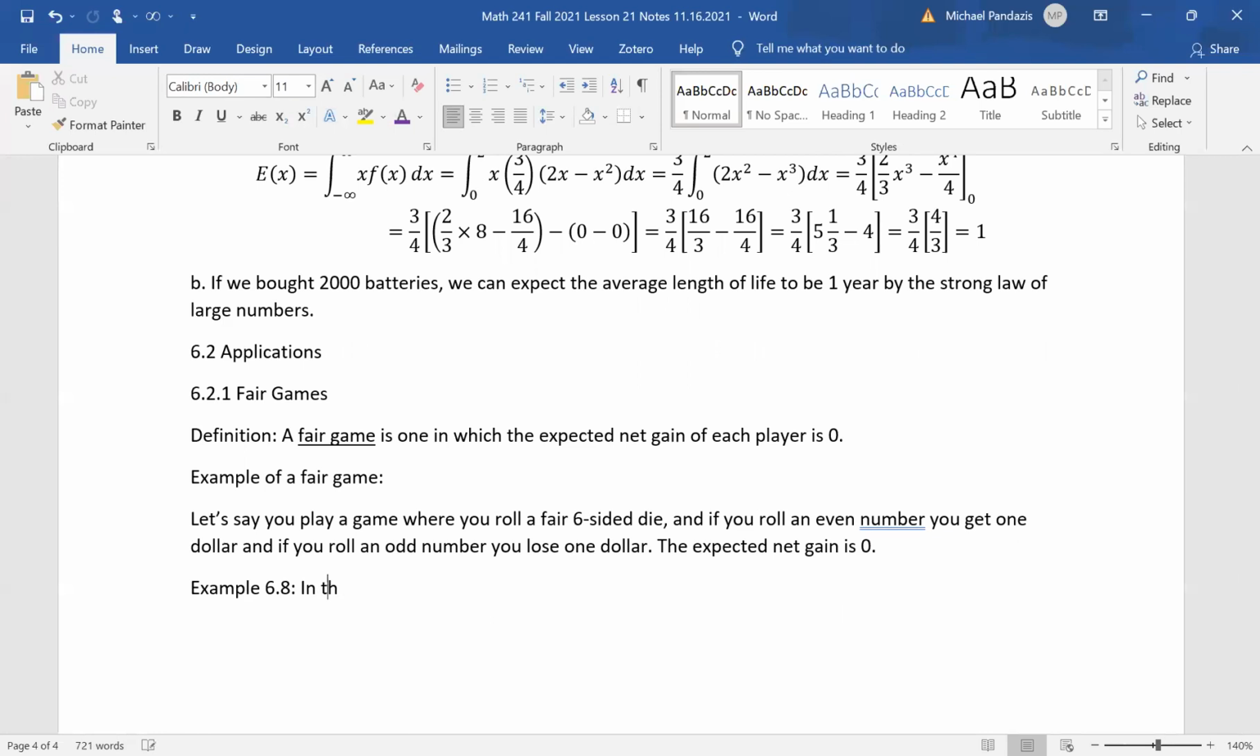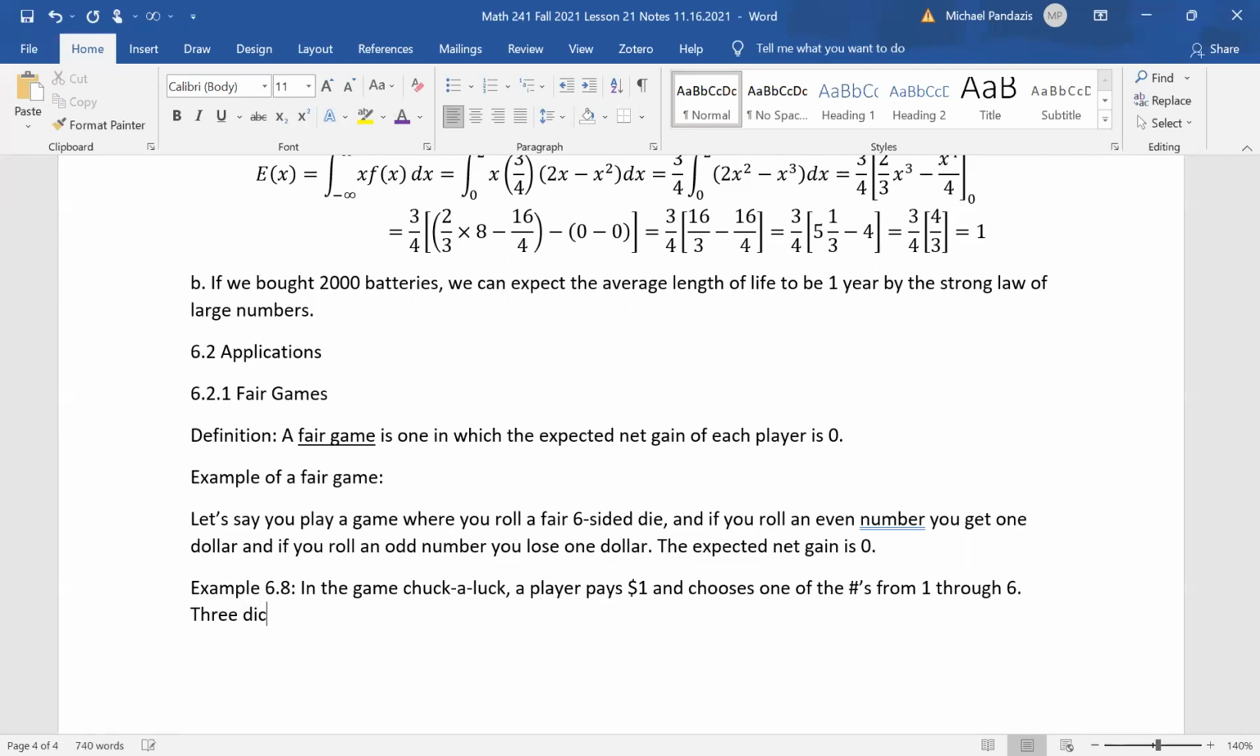So example 6.8. In the game Shuck-a-Luck, a player pays $1 and chooses one of the numbers from 1 through 6.